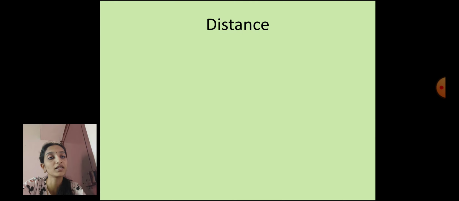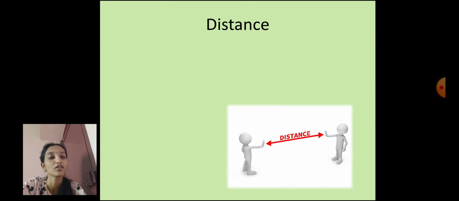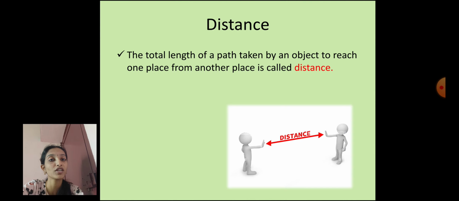Then let's see the distance. What is distance? Distance is nothing but the total path. The total path covered by an object or a person is called the distance. We can understand it from the diagram. The definition is: the total length of the path taken by an object to reach one place from another place is called the distance.